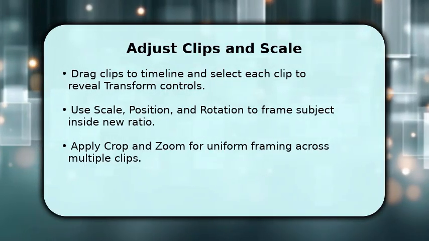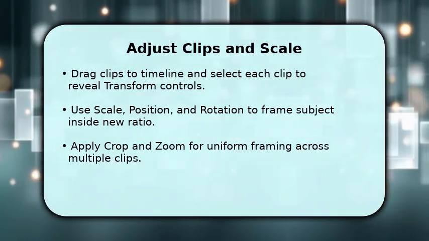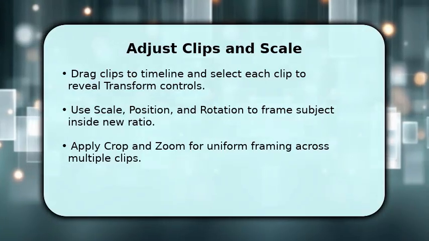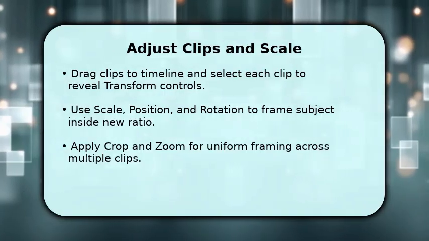Once you've adjusted one clip, copy attributes or use crop and zoom to apply consistent framing across similar shots, making the sequence look cohesive without repeatedly manually tweaking each clip.